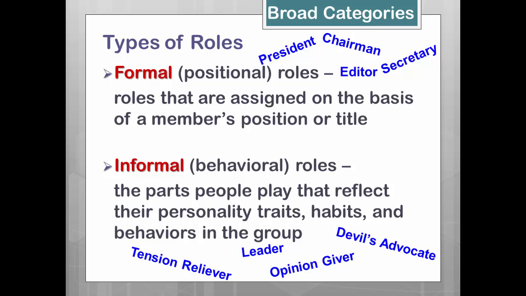Thus, not every group will have a tension reliever. They may not need one. Informal role-playing is more spontaneous. It's not scripted. While the group does not plan to tell an individual how to play a particular role, through their approval or disapproval, they guide the individual's behavior.